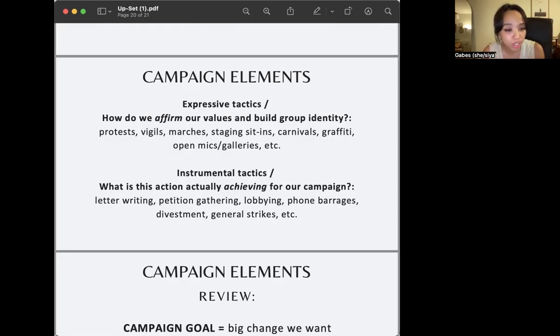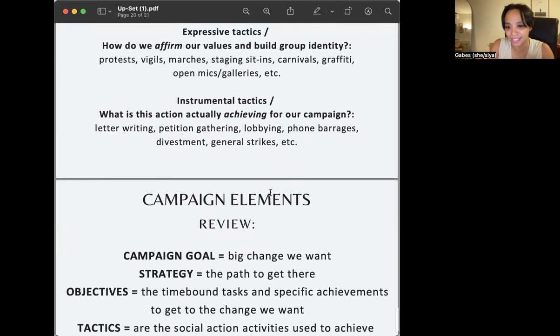Blockades are also both expressive and instrumental because you are getting the word out about your cause publicly while also interfering with the workflow of a company contributing to the problem. There's a recent one that happened about 2 years ago, a blockade in the Boeing parking lot against Israeli genocide. So that's another example of combining expressive and instrumental tactics.